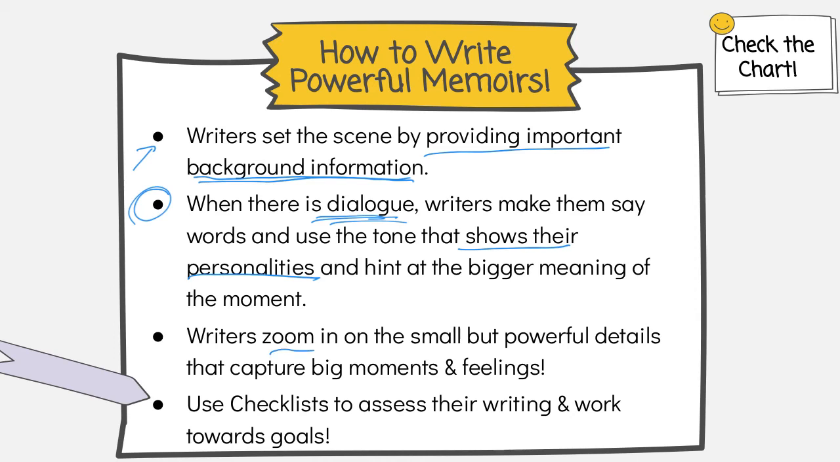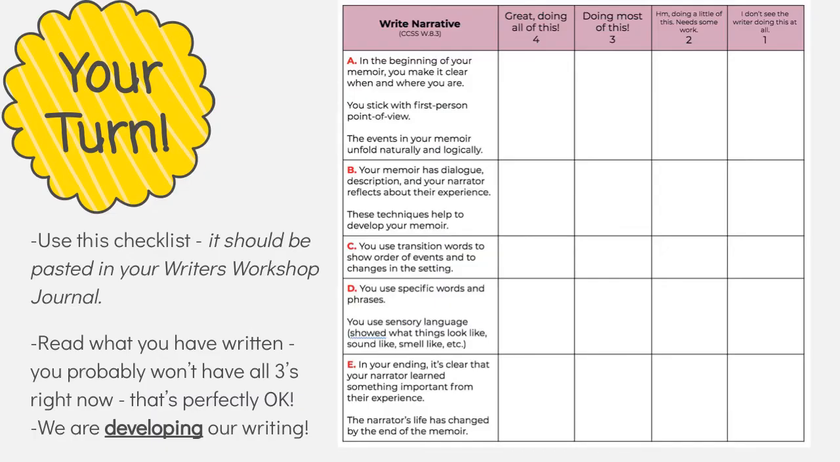Writers should also zoom in on small but powerful details. And this is the one that we're focusing on today, using a checklist to assess their writing. So what am I doing well, and what should I be working on? What are my goals? All right, so now it is your turn to use this checklist and read your writing again and see how you're doing, what you're doing well, and if you're scoring like 1s and 2s, those are areas you probably need to improve on.